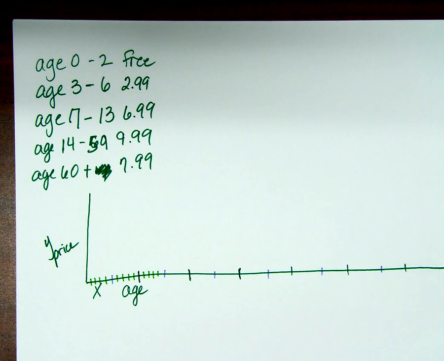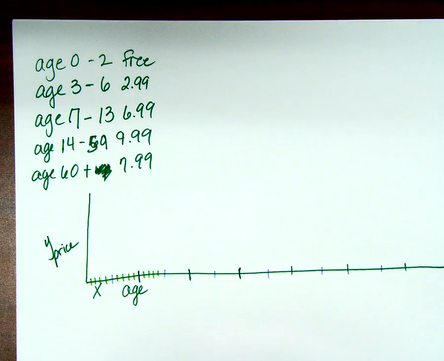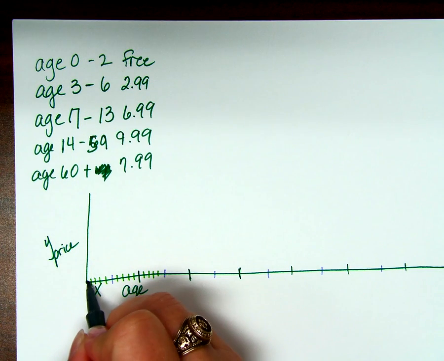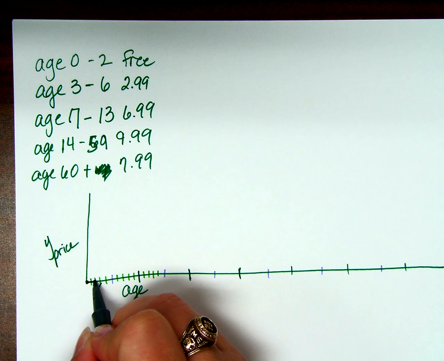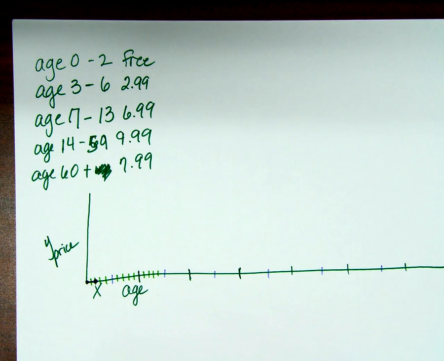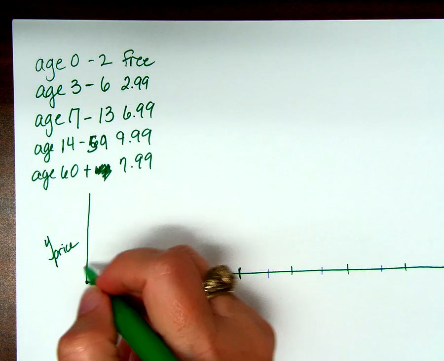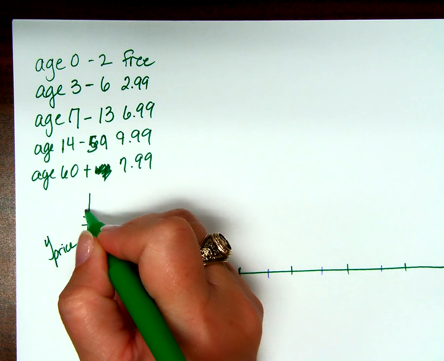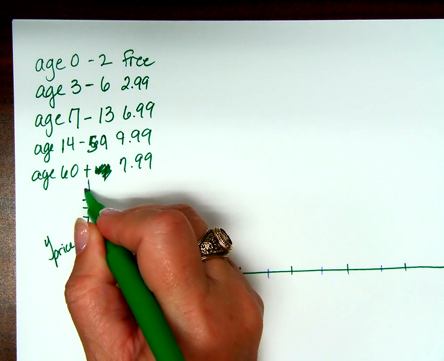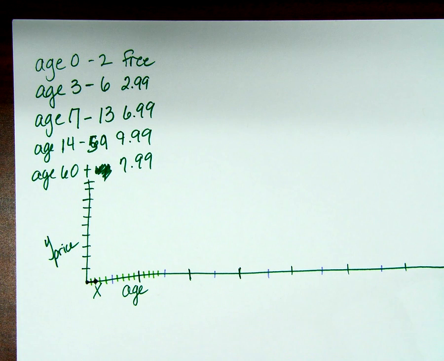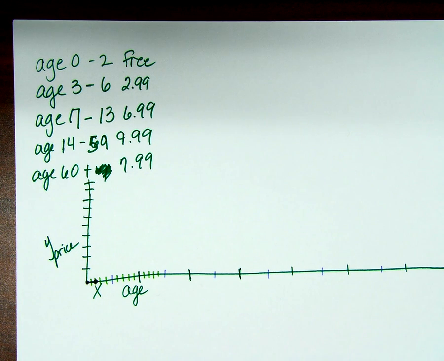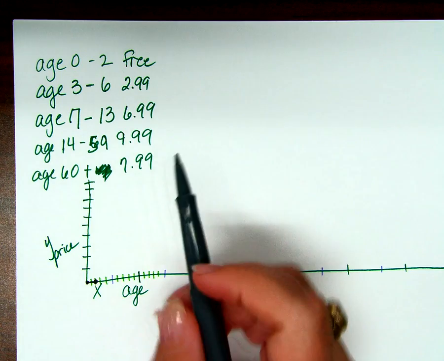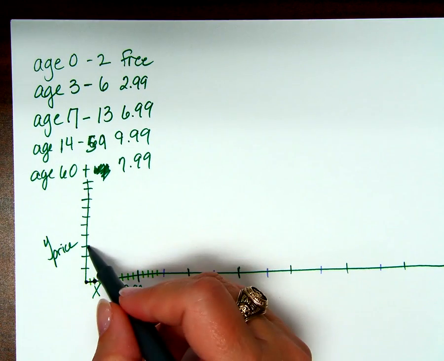Okay. So from 0 to 2, they're free. They don't pay anything. Okay. So from 0 to 2, including 2, pays $0. $0. Okay. 1, 2, 3, 4, 5, 6, 7, 8, 9, 10. That's pretty close. So from 3 to 6, you pay almost $3, right?